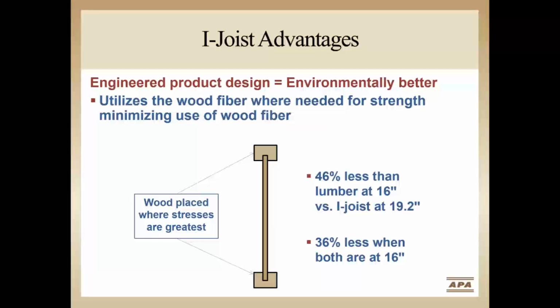The efficient use of the wood fiber creates a joist that not only contains 36% less wood than dimension lumber in 2x10s and 2x12s, but is stiffer and stronger as well. I-joists and other engineered wood products make optimum use of the renewable resource by putting high-strength wood only where it is most needed.